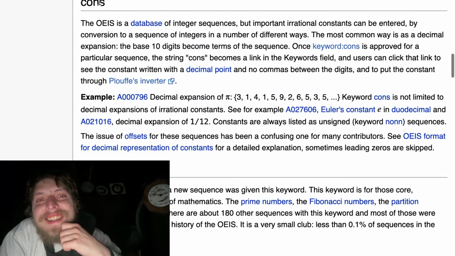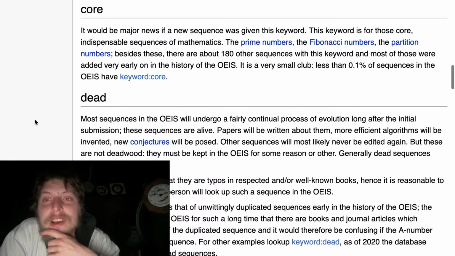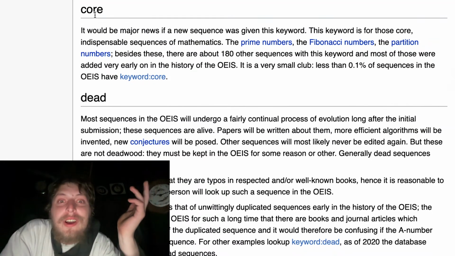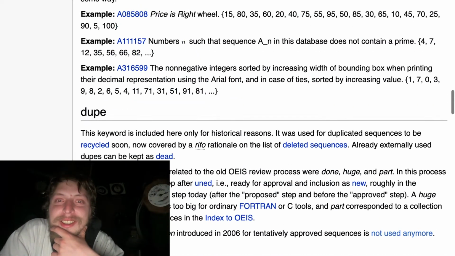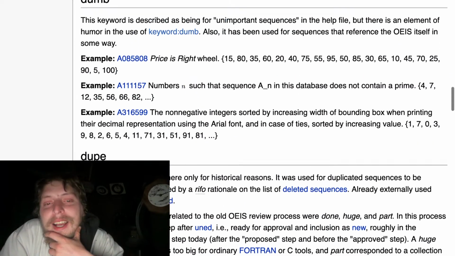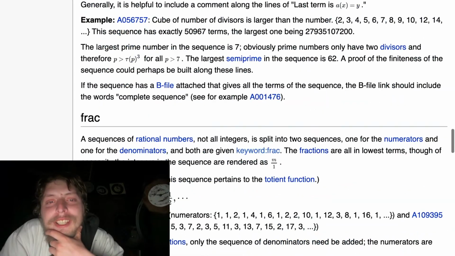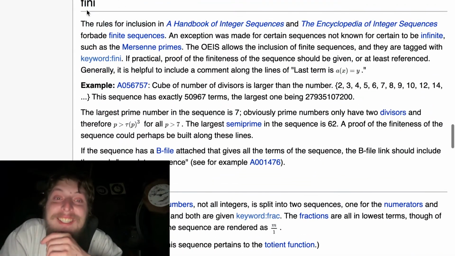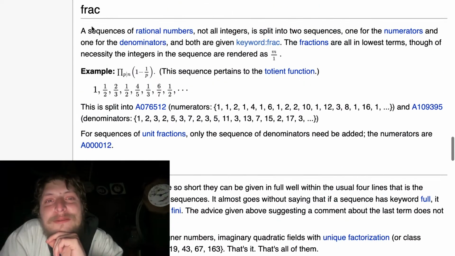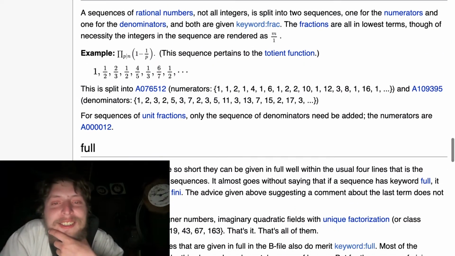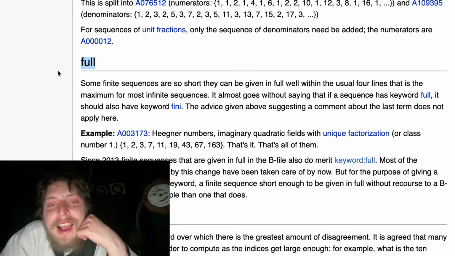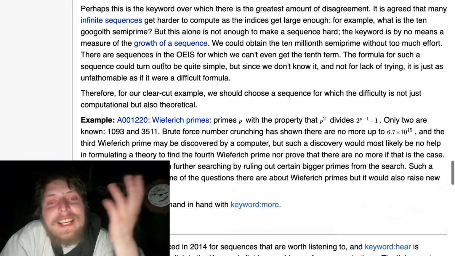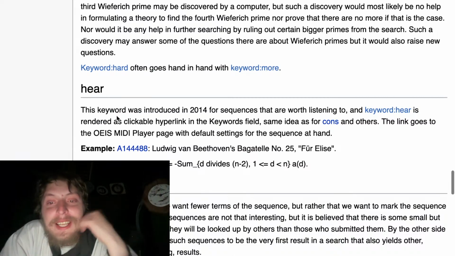The constants, I noted I don't like those as much. Core, so far so good, what I saw on the core list. Dead, they can have dead sequences. Now here we get dumb. And just to scroll through some others, we have ones like easy. Finite, that's one I really like. This is when they need to put two sequences for numerators and denominators. This is a neat one. It's like a subset of finite. When it's full, they list every term of it. And hard to calculate terms of.